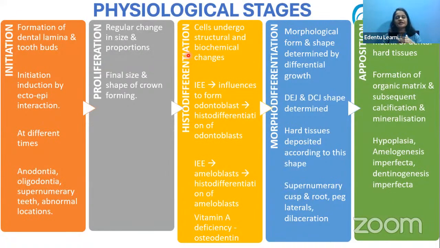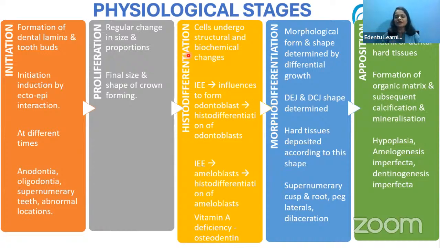So this was one question that I asked today in the WhatsApp community: if there is any defect in the morphodifferentiation, what form of tooth is formed? One example is the supernumerary cusp. Sometimes an extra cusp will be seen in some teeth, or an extra root, or peg laterals. Peg laterals are small lateral incisors that you see in some people.